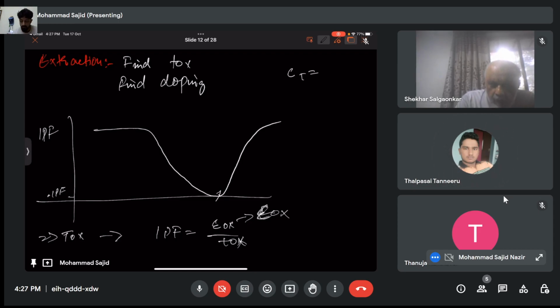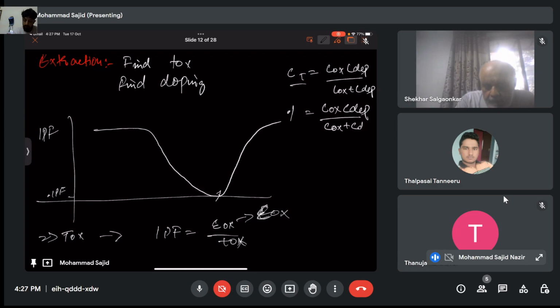This is C total. C total is C ox C depth divided by C ox plus C depth. Now you know the C total, that is 0.1, and you know the C ox, right? Now the only factor is C depth. How do you find C depth? You will get it from the depletion width formula.